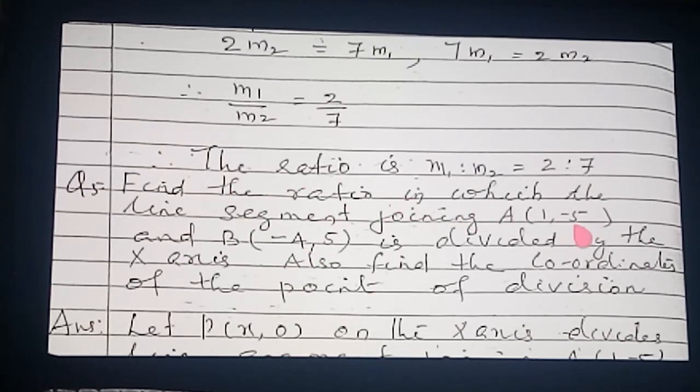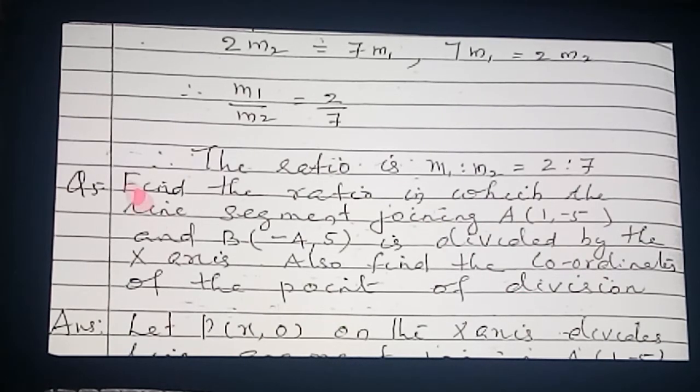Okay. Question number 5, listen. Find the ratio in which the line segment joining A(1, -5) and B(-4, 5) is divided by the x-axis. Also find the coordinates of the point of division. Actually there are 2 questions asked. You want to find out the ratio, and at the same time the coordinates of the point of division.